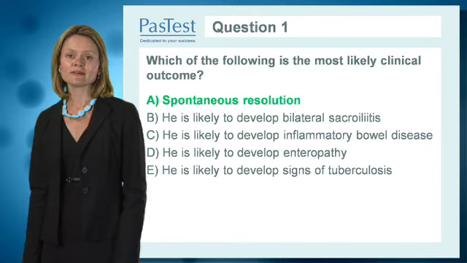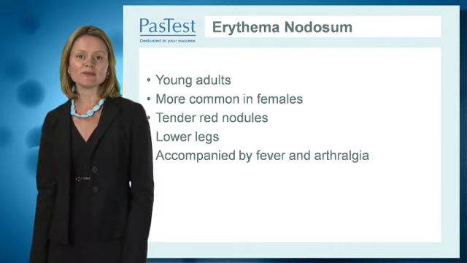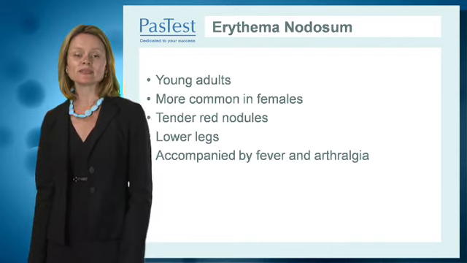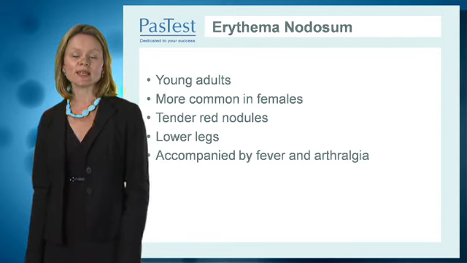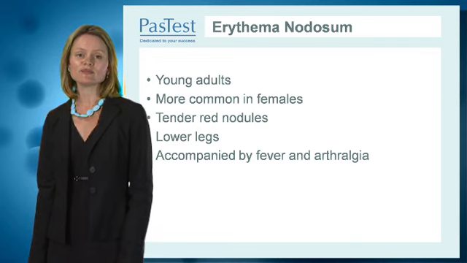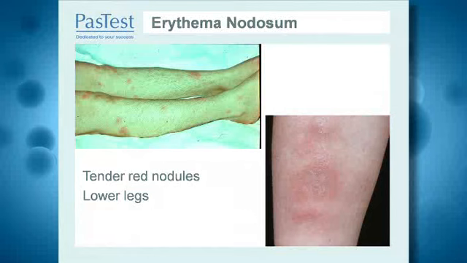So, erythema nodosum. Well, it typically affects young adults. It is more common in females, but it affects men as well. And it involves tender red nodules, and it's usually over the lower legs. And it's often accompanied by a fever and arthralgia. And here we can see typical pictures of erythema nodosum. So there are tender red nodules on the lower legs. And erythema nodosum is a panniculitis, and that simply means inflammation of the subcutaneous fat.